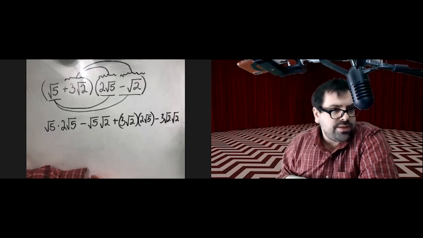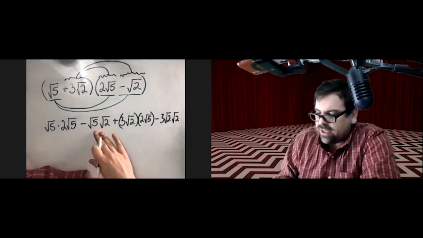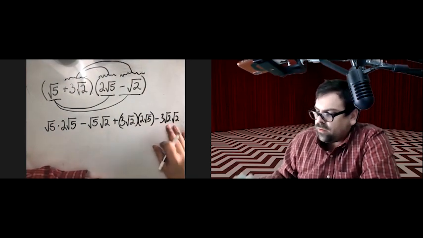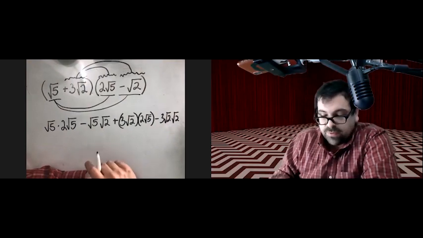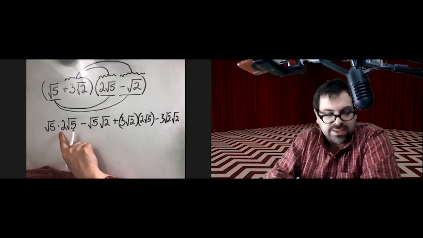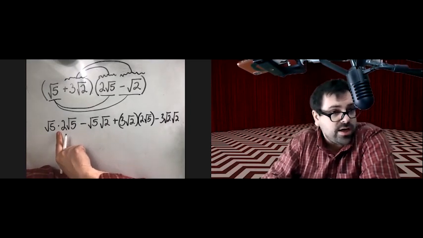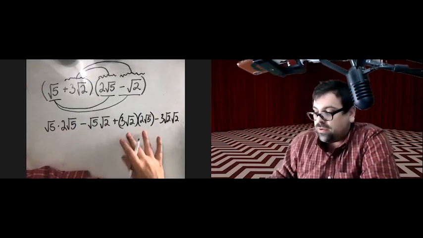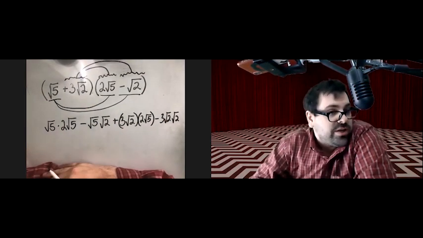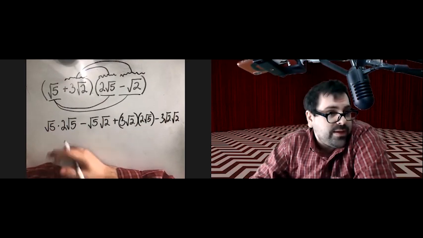So notice when it was radical times radical, I can just put them right next to each other. But if the radical was ever multiplied by something with a number, I have to indicate that there's some separation. So one way of showing separation is using the multiplication dot. Another way of showing separation is by putting each piece of the multiplication in parentheses. So let's start simplifying.